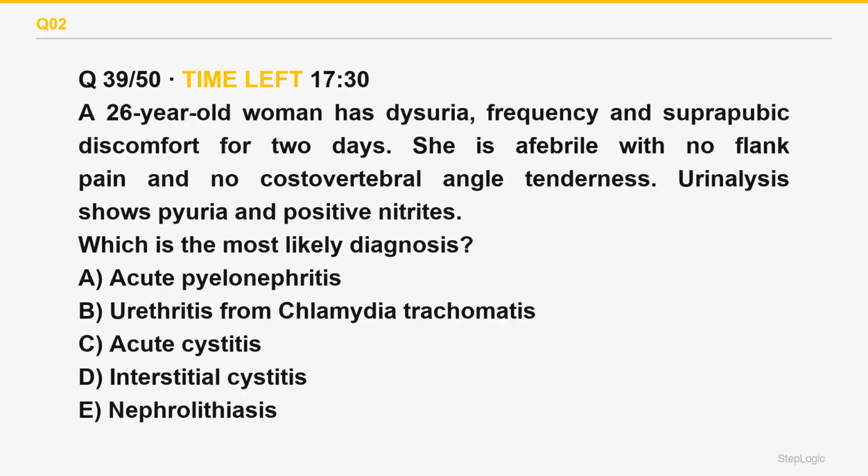Which is the most likely diagnosis? A 26-year-old woman has dysuria, frequency, and suprapubic discomfort for 2 days. She is afebrile with no flank pain and no costovertebral angle tenderness. Urinalysis shows pyuria and positive nitrites. Read the command, the most likely diagnosis. Lower and upper urinary tract infection share the urinalysis. The systemic features separate them.